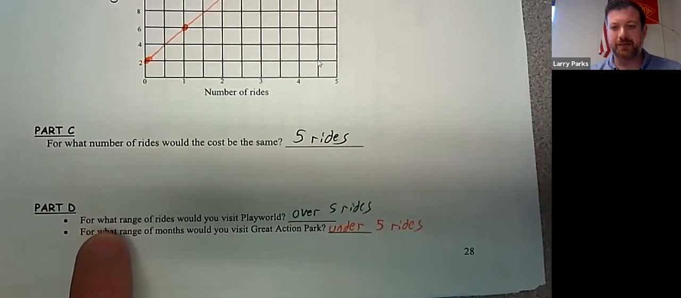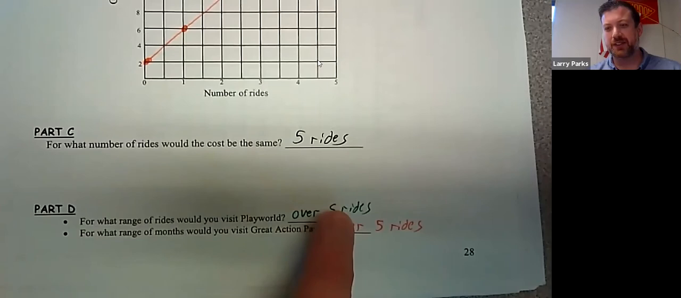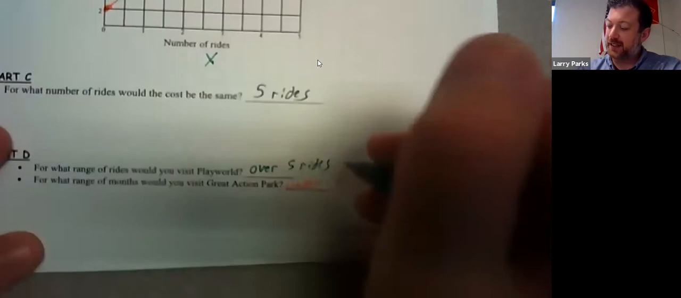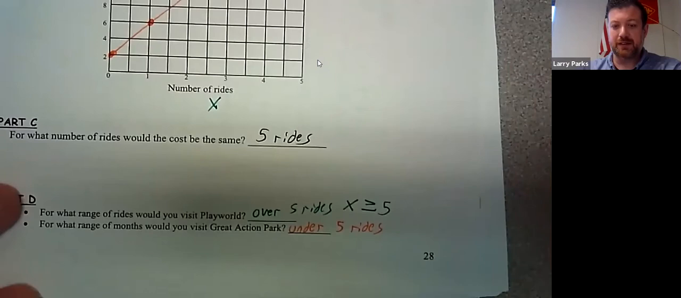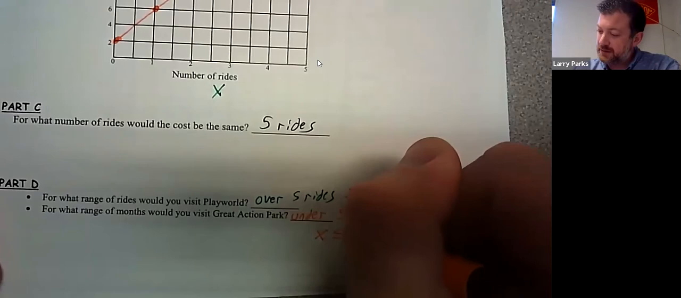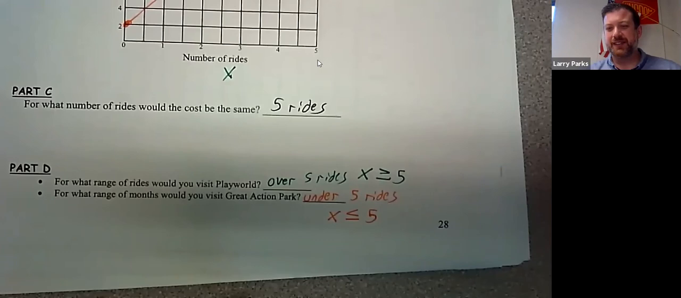Maybe. For what? So Play World would be five or over. So I could say x is bigger than five. Like if I wrote this out in math, I could say if x is number of rides, right? I could say when x is bigger than or equal to five. And then if I was talking about orange, I would say x is less than or equal to five. And it's kind of a tricky statement because usually when we talk about range, we're referring to the y value, but they specifically asked.